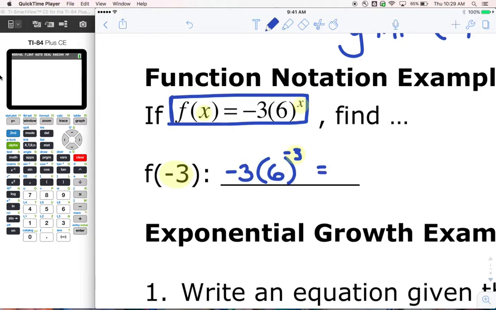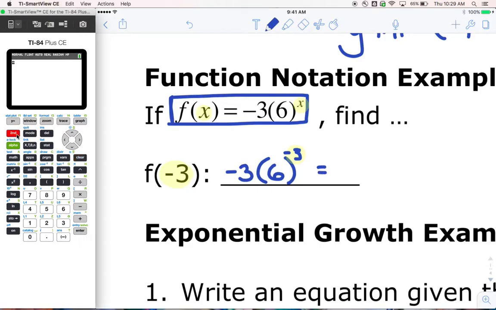And all I do is plug that in my calculator. All right, so in my calculator, we're going to plug in -3. We're going to use parentheses around the 6, and we're going to put to the power of -3. All right, now I want a fraction just so it's prettier, so math, enter, enter. And we've got -1/72.